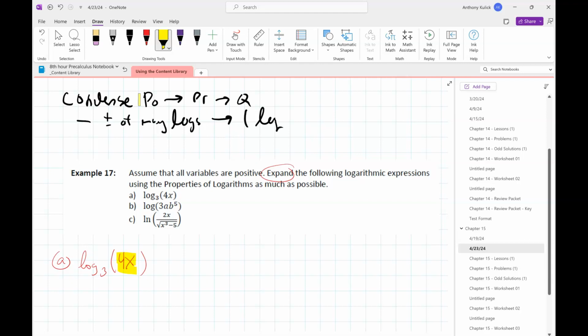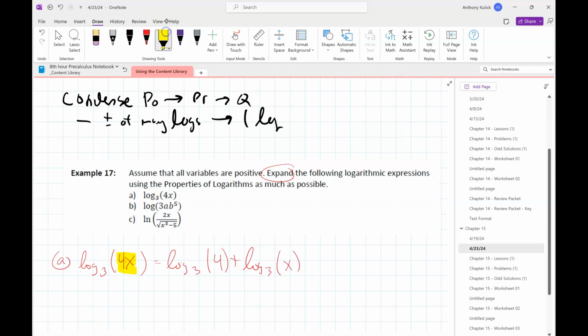Next thing I look for is product property. Do I see any multiplication in there? Yes. Between the 4 and the x, I know there is some multiplication. I don't write the multiplication symbol, but I still know it's there. So I apply the product property of logarithms to rewrite that multiplication inside the logarithm as addition outside the logarithms.